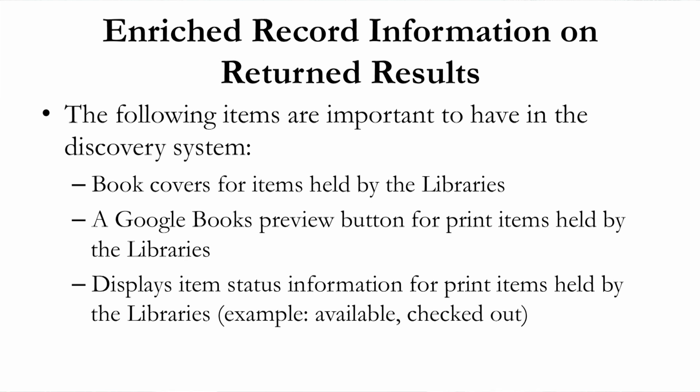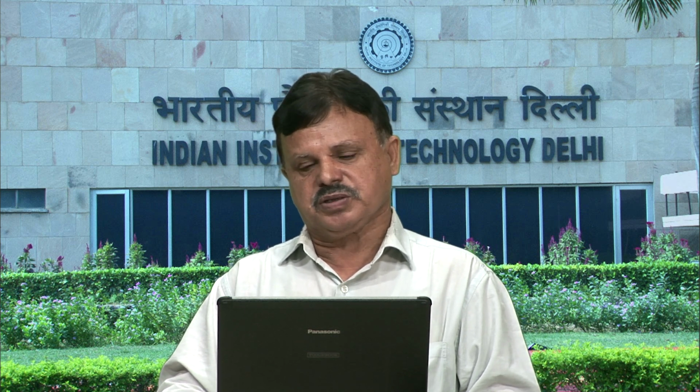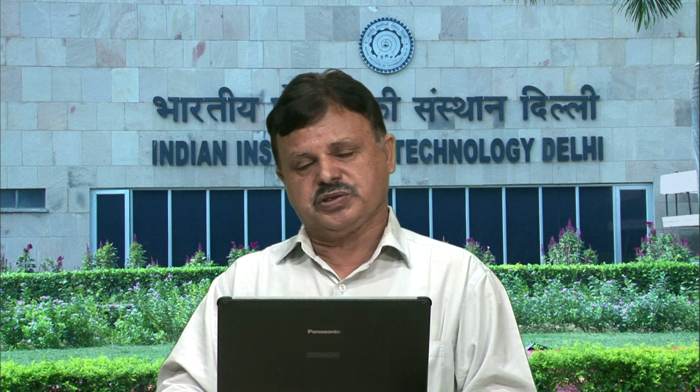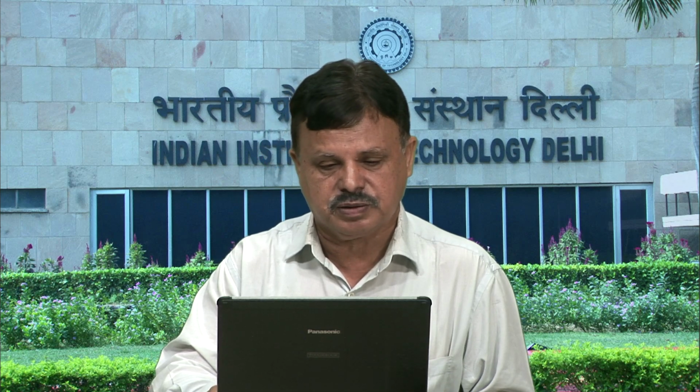So, you have to look into your discovery system for things like book covers for items held by libraries. Book covers can be provided, along with a Google Book Preview button for print items held by the libraries, and item status information for print items held by the libraries, for example available, checked out. Again, these are simple points, but these should be part of it: whether the book is available or checked out, and when it is likely to come back. So these are the small value additions which can be done through a discovery platform.